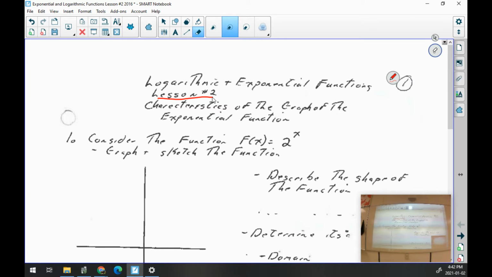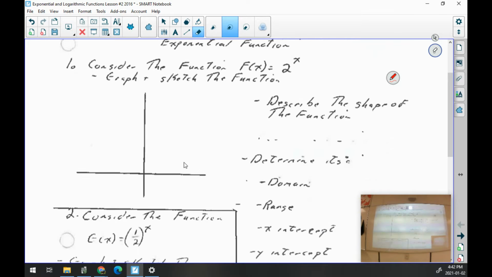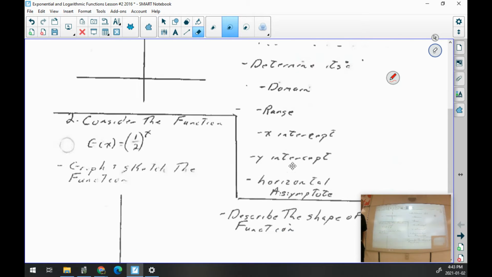What I would like you to do now is to pause the video and use your graphing calculator to sketch y equals, or f of x equals, 2 to the power of x. Sketch it on the grid. Determine how you would describe its shape to someone. Determine the domain, range, x-intercept, y-intercept, and horizontal asymptote.